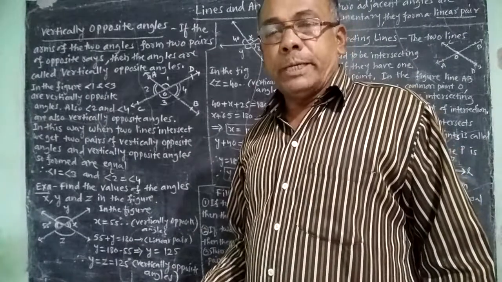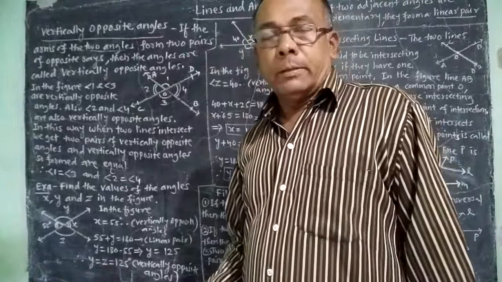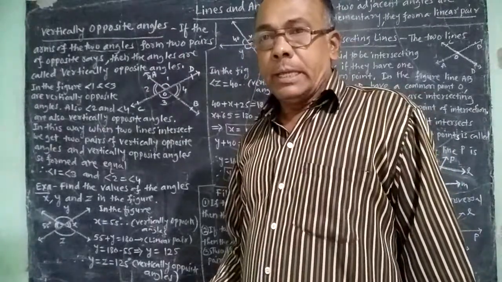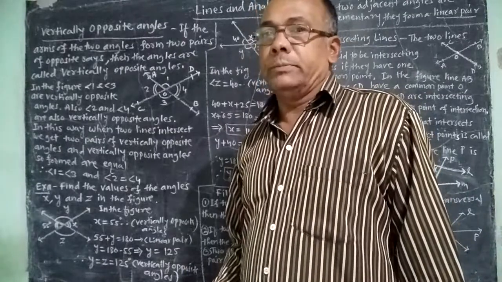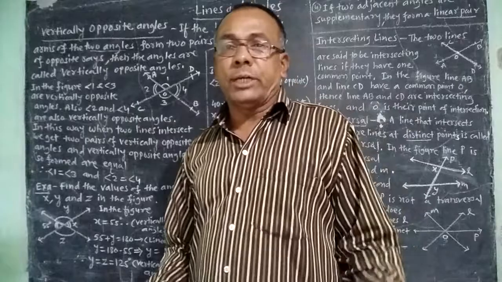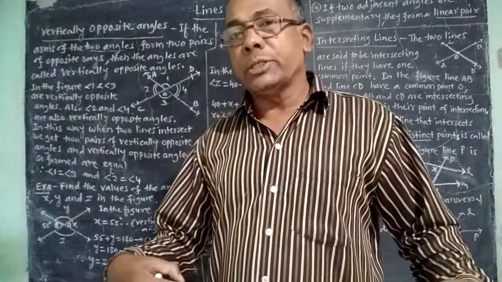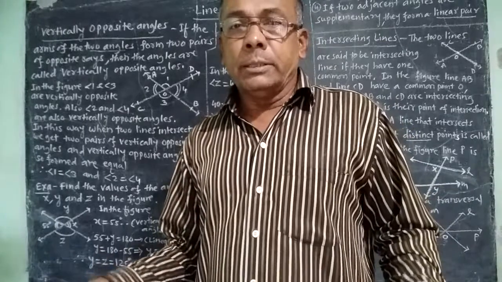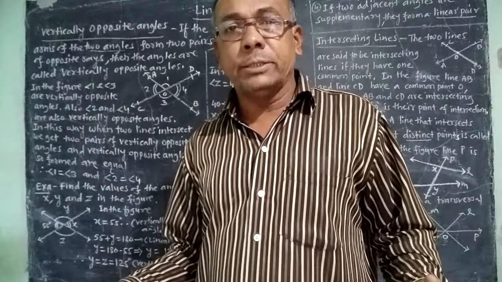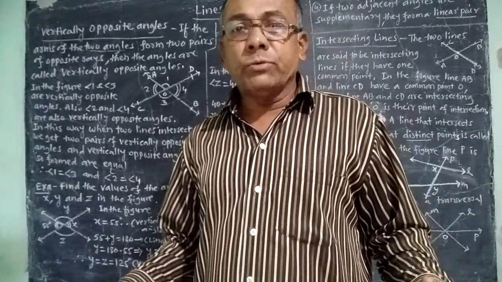In the previous period, we have seen adjacent angles. If two angles have one side common and one vertex common, and the non-common sides are on either side of the common side, then the two angles are called adjacent angles.